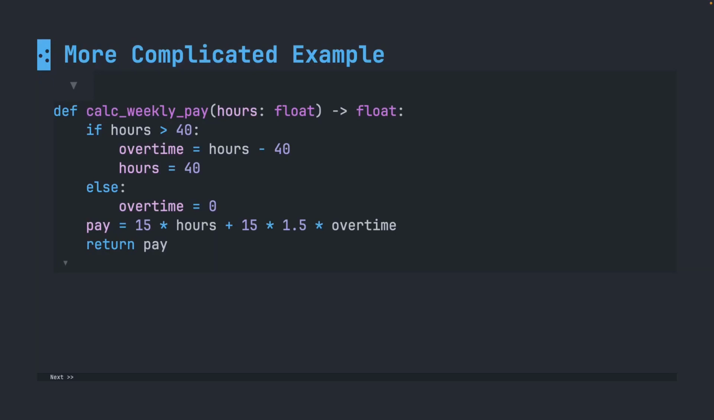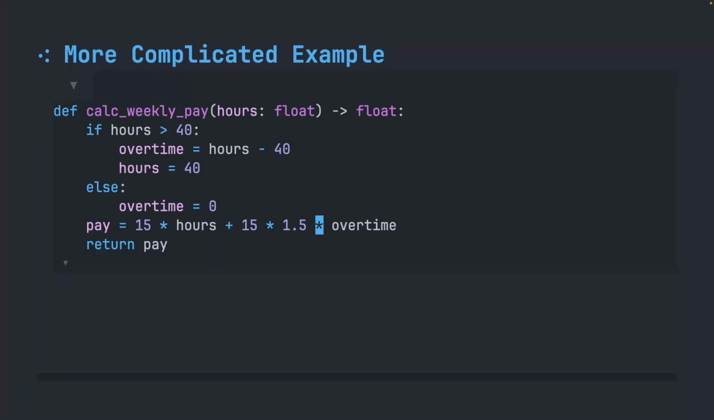Basically, what we're saying is full-time hours is 40. For any number of hours that is greater than 40, we're going to assign that to the overtime variable. And we're going to reset the full hours to 40. Otherwise, if you didn't work more than 40 hours, overtime is 0. And then it turns out that this 15 is actually the hourly rate. $15 per hour times the number of hours plus their hourly rate times 1.5. So this is the overtime rate times the overtime hours. And then finally, we return the pay variable.